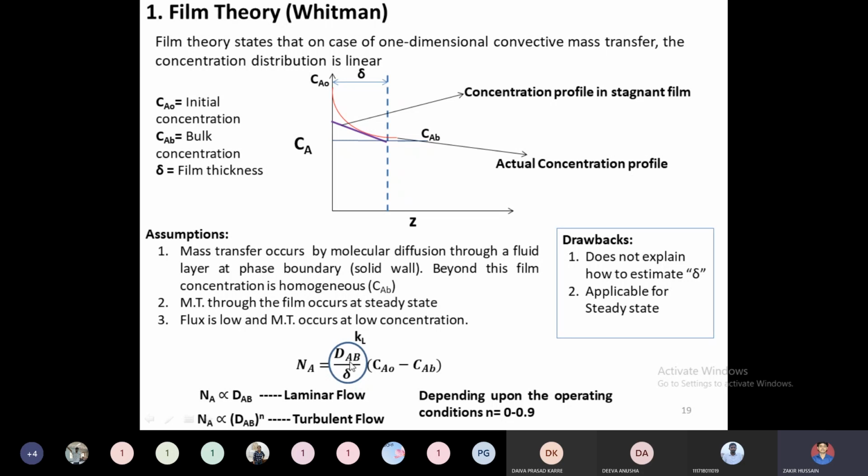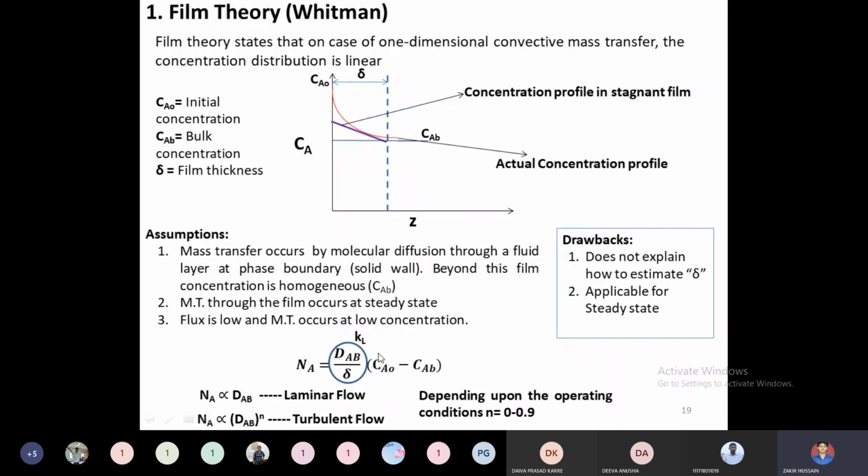So what the film theory is saying, according to this equation, is that flux is directly proportional to dAV. Here the film theory, according to Whitman, is applicable only in laminar flow. He is saying that when the flow is turbulent, then Na is directly proportional to dAV, but with some power n, which varies up to 0.9 depending on the particular operating conditions of that particular equipment.